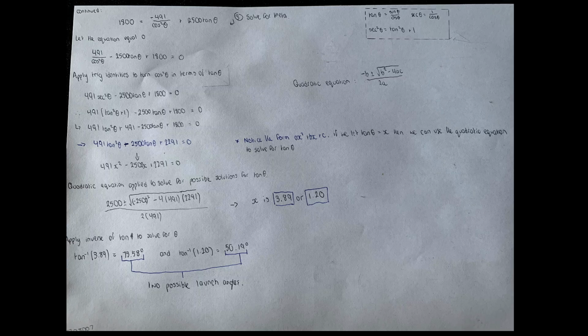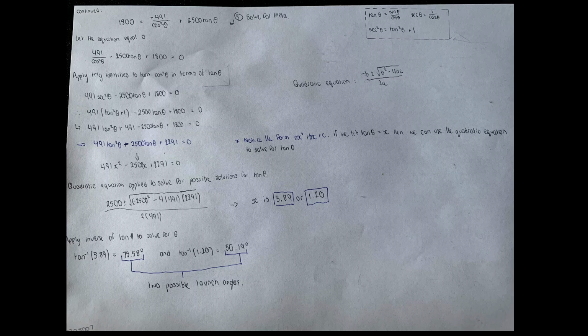0. Now notice that this is in the form of ax squared plus bx plus c if we let tan theta equal x. If we let tan theta equal x, we can solve for the solutions using the quadratic equation. Then by applying the inverse tangent on that x value, we will gain theta. So that's exactly what we did down here. We used the quadratic equation to solve for possible solutions for tan theta. Notice just above that, all we did was convert all the tan thetas into x's so that we could put it in our quadratic equation.